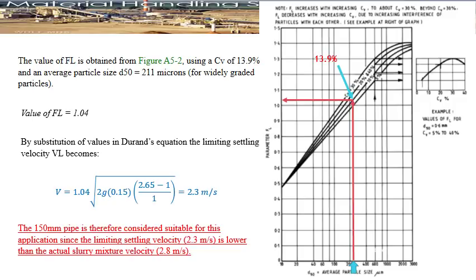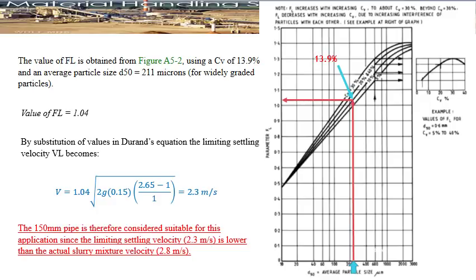can find that V is equal to 104 multiplied by the square root of 2g multiplied by 0.15, which is the diameter in meters this time, multiplied by 2.65, which is the actual specific gravity, minus 1, divided by 1, and the velocity is going to be equal to 2.3 meters per second.